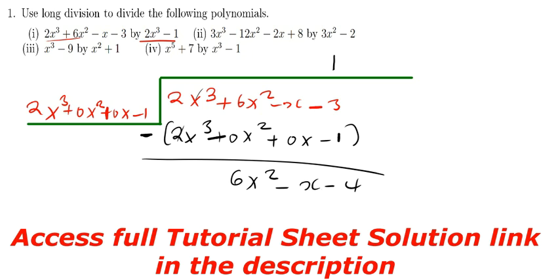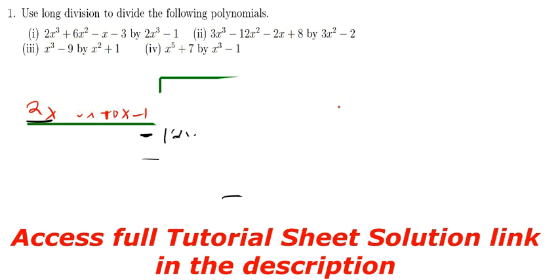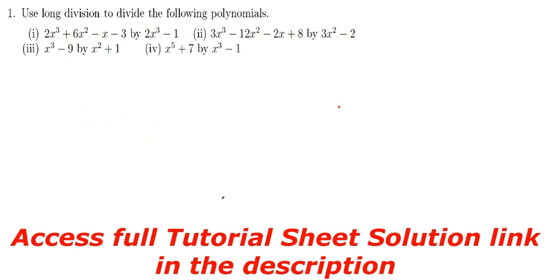So now we have divided, and we end there. I can't divide 6x squared into 2x cubed because the remainder's degree is lower. So it ends there. So this is my quotient, this is my remainder, and that's my dividend. As simple as that. So now I can use the same concept to solve question 2.